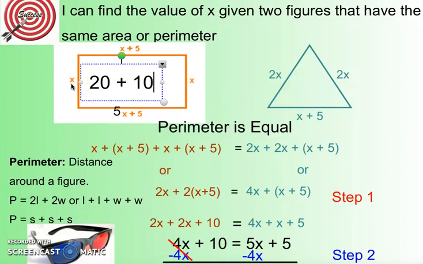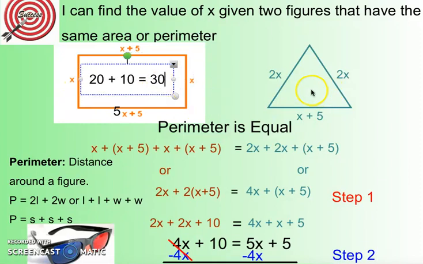So 20 plus 10 is 30. So the perimeter is 30. And this triangle should also have the same perimeter. If we worked it right and found the right answer, it should work as well.